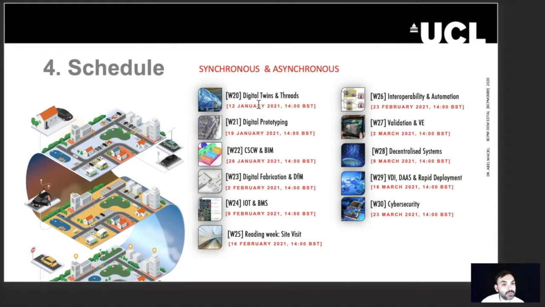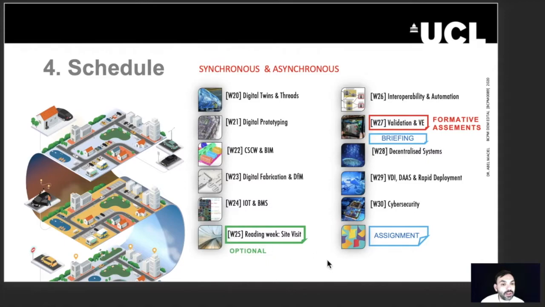So we will start with the digital twin and the digital thread, two big topics, two big concepts. And we start to build up on these two concepts with digital prototyping. And this includes BIM and how to run a BIM project. And then computer-supported collaborative work, and how this represents progress in build information modeling. Then we investigate digital fabrication and design for manufacturing, IoT and building management systems, etc.